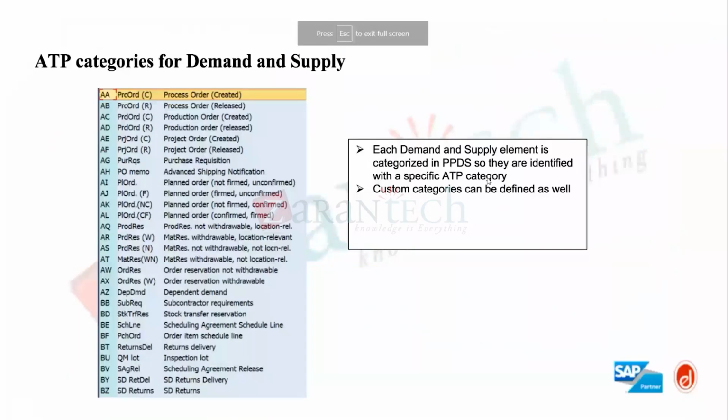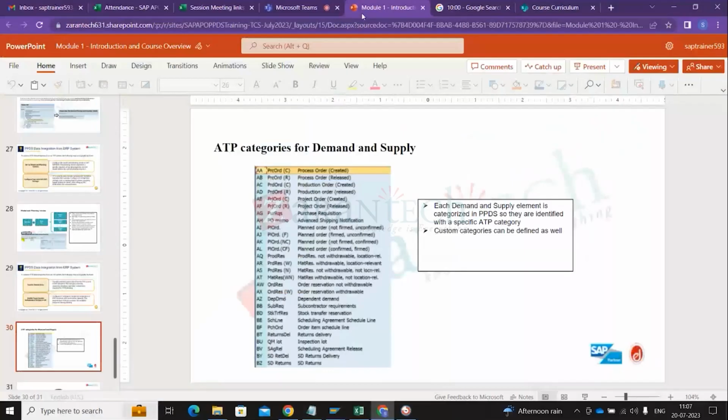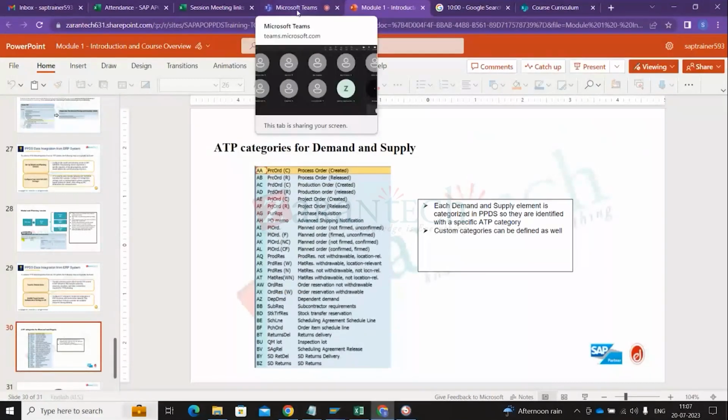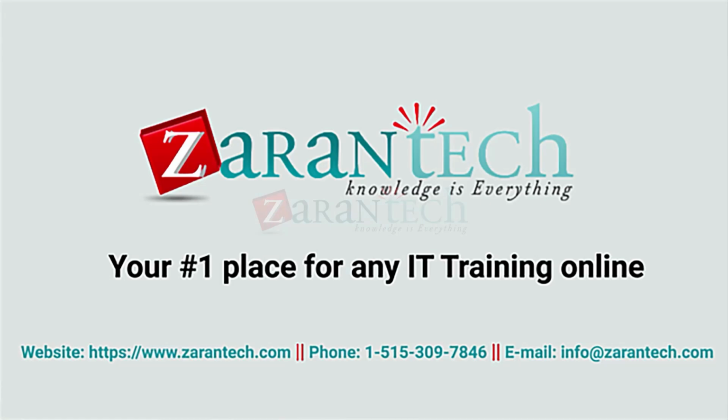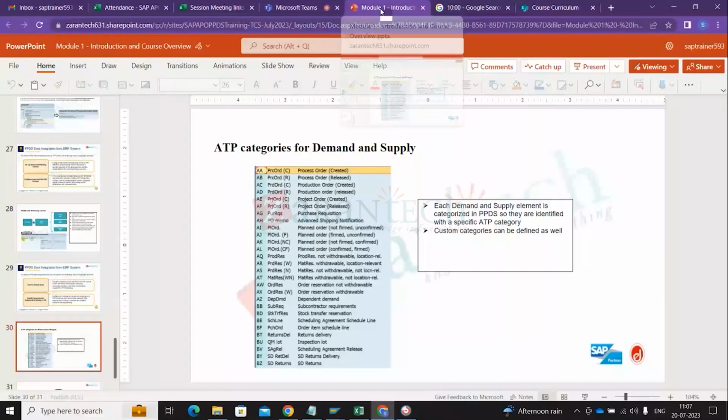Just say it loud, guys. ATP always confirms the stocks, like if there is a sales order and it's under ATP, then it's confirmed whether stock is available or not. That is shown by ATP. Close. Great.